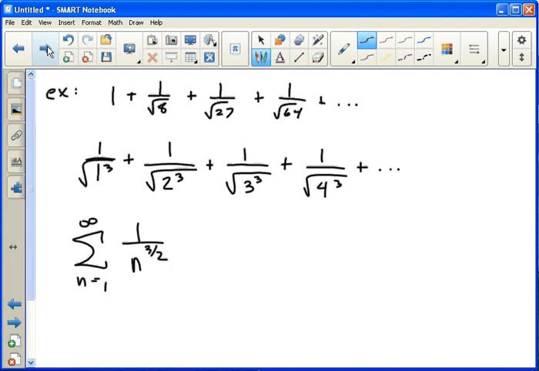So just to be clear, the 3 is coming from the cubed. The half part is coming from the square root. So n to the 3/2. So you square root it and cube it. And since 3/2 is bigger than 1, it converges.